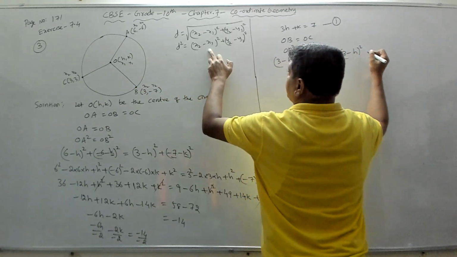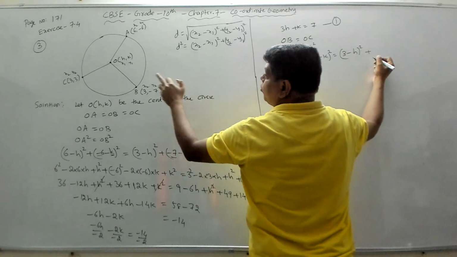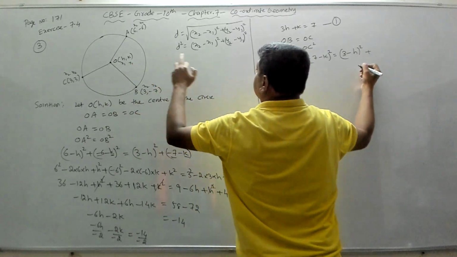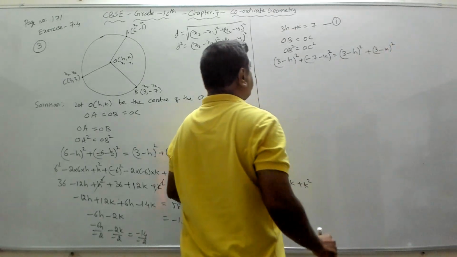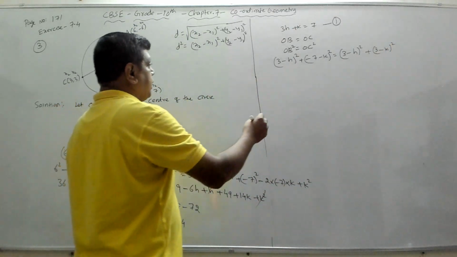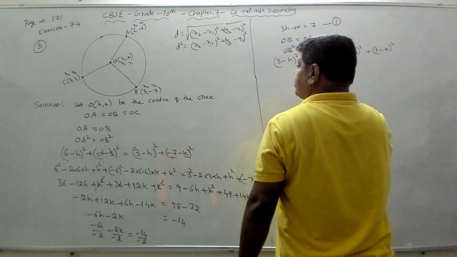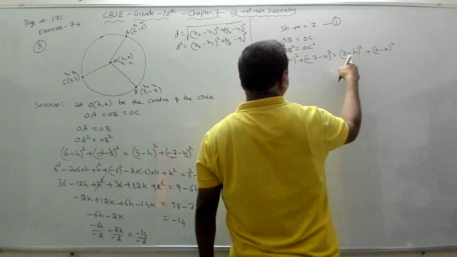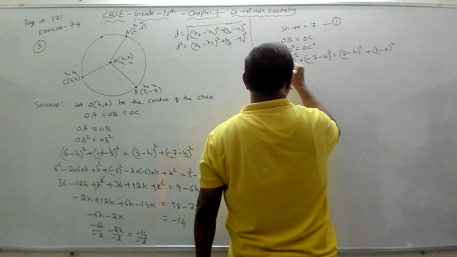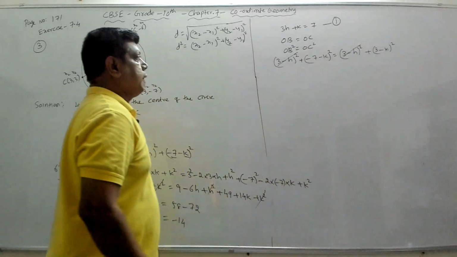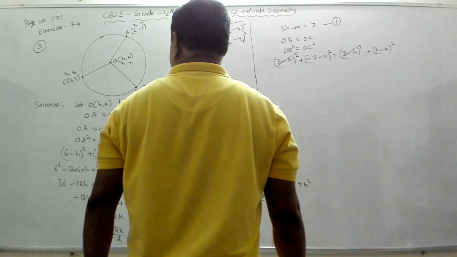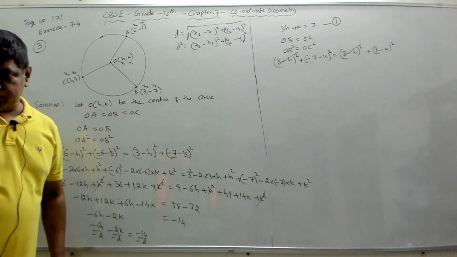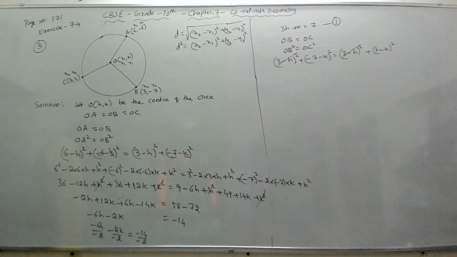So we are using this formula plus y2 minus y1. y2 is 3, y1 is k. So (3 minus k) the whole square. Now if you expand this, or we can even, if you observe this, these two will get cancelled. This is (3 minus h) the whole square, this is also (3 minus h) the whole square. These two get cancelled.